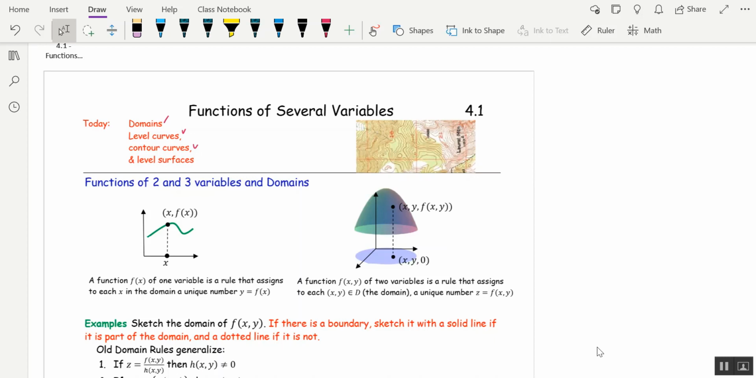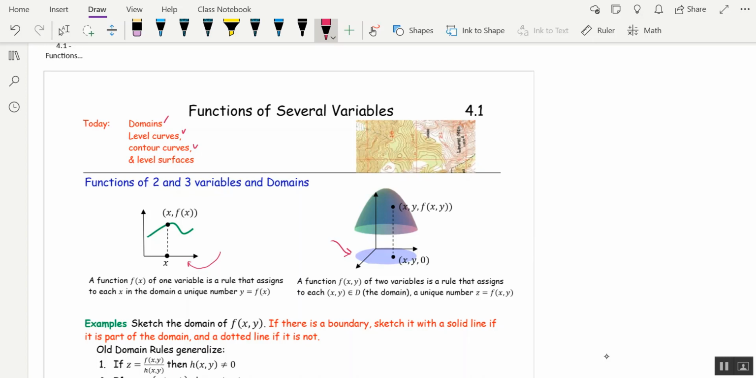Welcome to section 4.1. Today we're going to talk about finding domains of a function z equals f of x, y. Now, as opposed to a function y equals f of x, where the domain is going to be a region or an interval on the x-axis, the domain of a function z equals f of x, y is going to be a region in the plane. We're going to practice finding the domain, and then we're going to talk about level curves and contour curves.